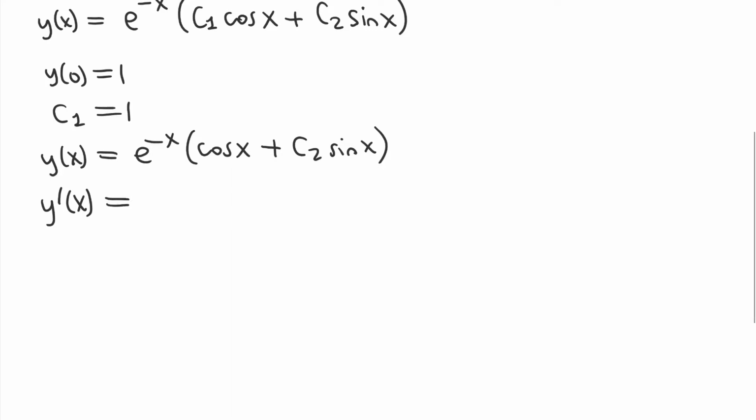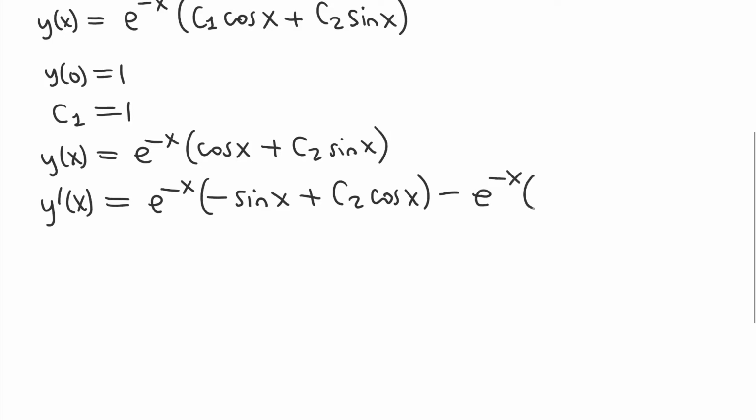And so here we have the product rule, right? We have an exponential times some sum of cosine and sine. And so product rule, first function times the derivative of the second, negative sine x plus c2 cosine x, plus second function times the derivative of the first. Derivative of the first is minus e to the negative x times the second function.